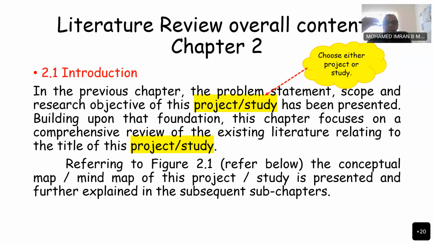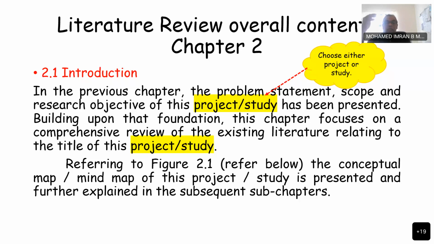So when the reader begins to read chapter 2, he or she will first see the conceptual map. Upon looking at the conceptual map, they will have an idea what you are trying to do in this project, and what you are trying to explain in this chapter. So we begin by saying, now look at figure 2.1.